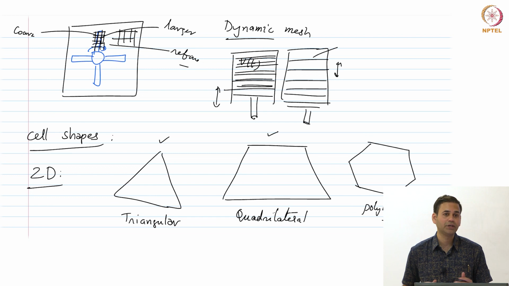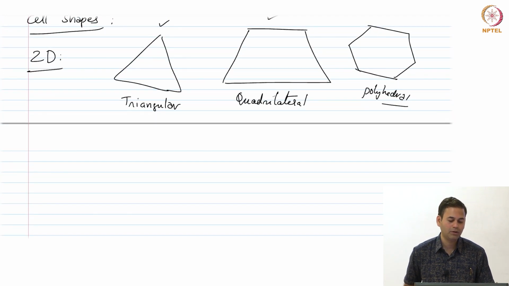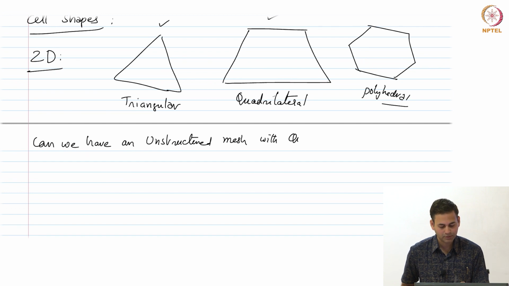Of course, the quadrilateral, if you are using, let us say, a Cartesian mesh or a structured mesh, then you can make it rectangular and things like that, okay. Now, can you have an unstructured mesh? Can you call an unstructured mesh with quadrilateral cells? Can we have an unstructured mesh with quad cells? We can have, right? The answer is yes, okay. So, you can think about it and come back to me later.